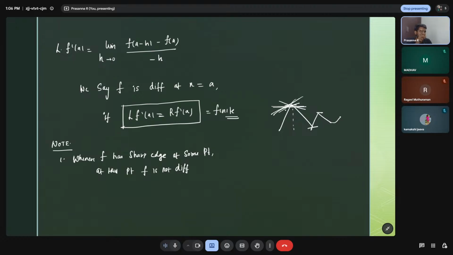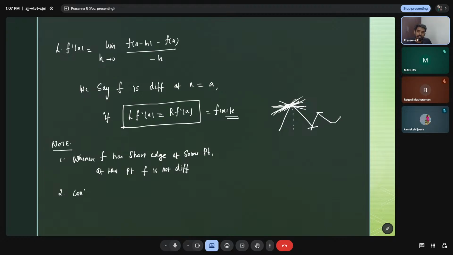There has to be a unique tangent, and the slope of that tangent line is f dash of a. But if you have a sharp edge, you can draw infinitely many tangents at that point, and for different tangent lines you will have different slopes. So in that case, it is not differentiable. We say f is differentiable at a point if there is only one unique tangent, and if you find the slope from the right and from the left, both have to be equal. That is the definition of the derivative at a point, right? So whenever you have a sharp edge, it is not differentiable.